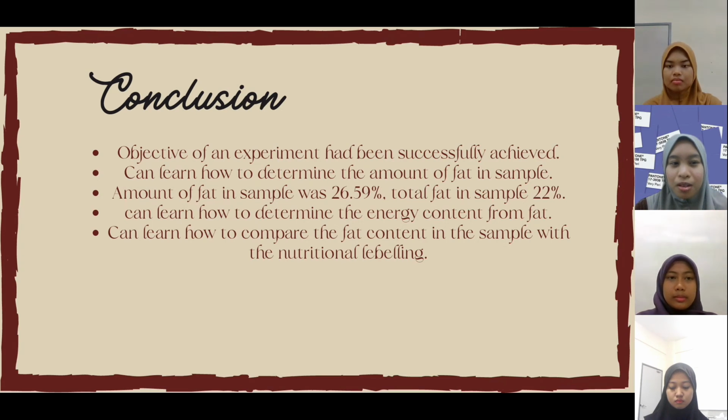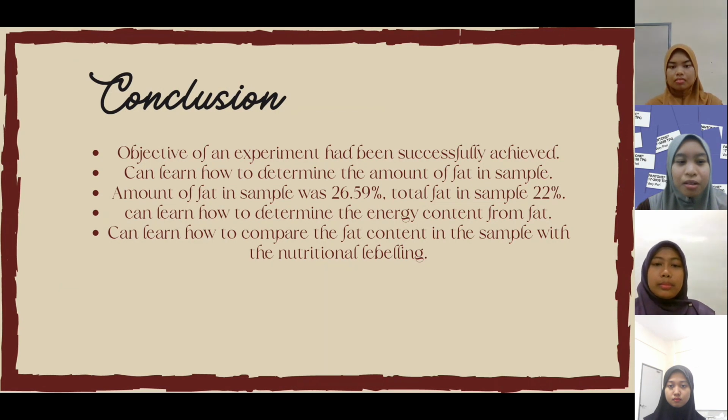The amount of fat in the sample was 26.59% and total fat in food labeling is 22%. The objective of this experiment is that students can learn how to determine the energy content from fat. To determine energy content from fat, multiply grams of fat in the food by 9 calories per gram. The amount of energy that comes from the fat was 239.31 kilocalories. Students can learn how to compare the fat content in the sample with the nutrition labeling.